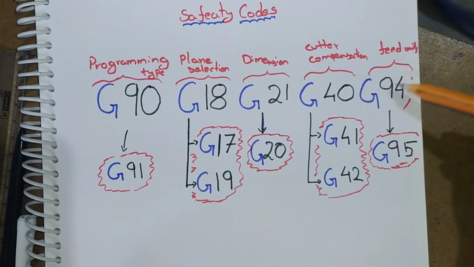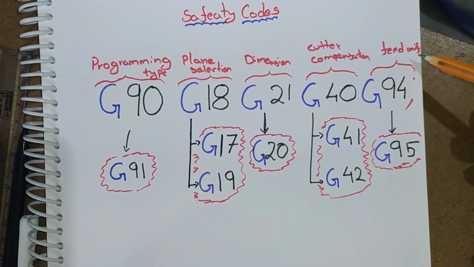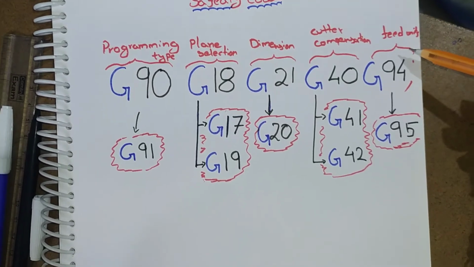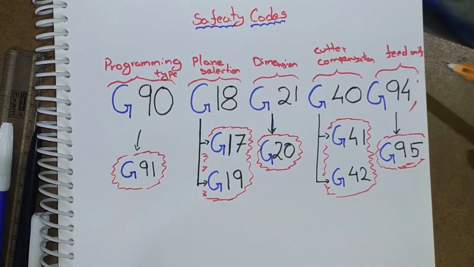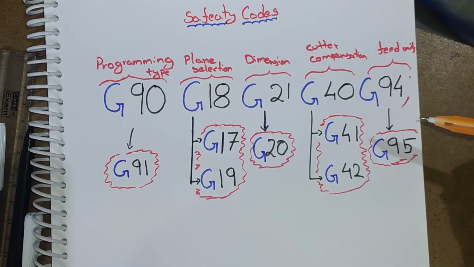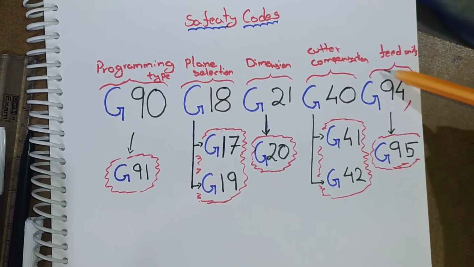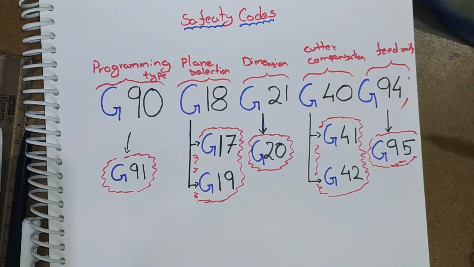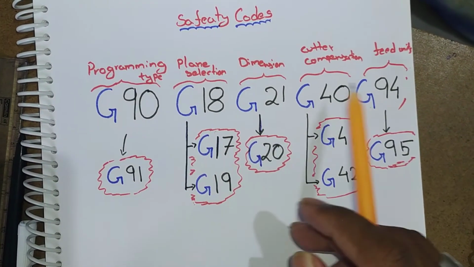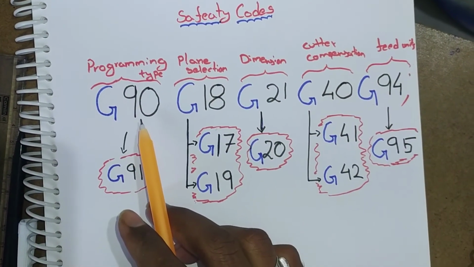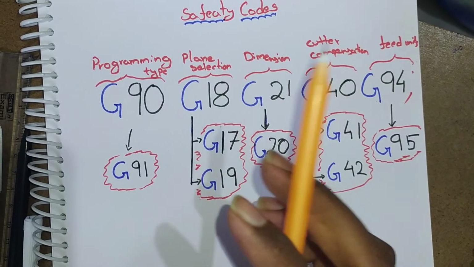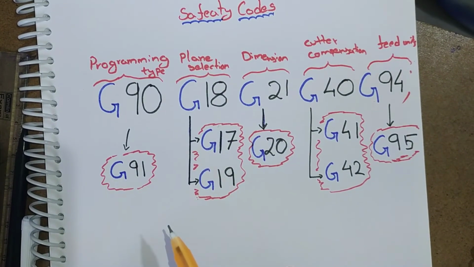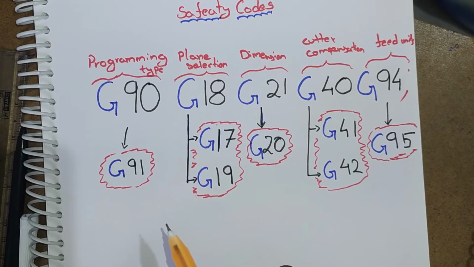The next line of safety code is for feed. It is not mandatory to keep the feed code in the safety line of code, but it is a healthy practice to keep these feed G codes in the safety line of code. Let me explain what the codes are for these parts. The first one is programming type. There are two programming types in lathe. First one is absolute programming and the second one is incremental programming.